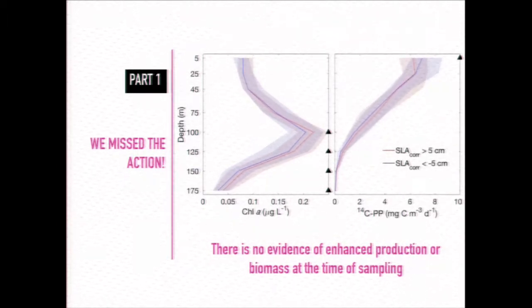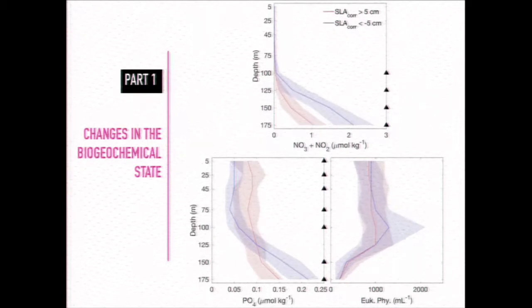But more in general, I was also interested in understanding what are the baseline changes, the general changes in the biogeochemistry and the ecology of Station ALOHA in different conditions of sea surface height. And I'm here showing some examples. I have no time to go through all of them, but these are something that can be interesting. There are 3 plots here of nitrate plus nitrite, phosphate, and eukaryotic phytoplankton.